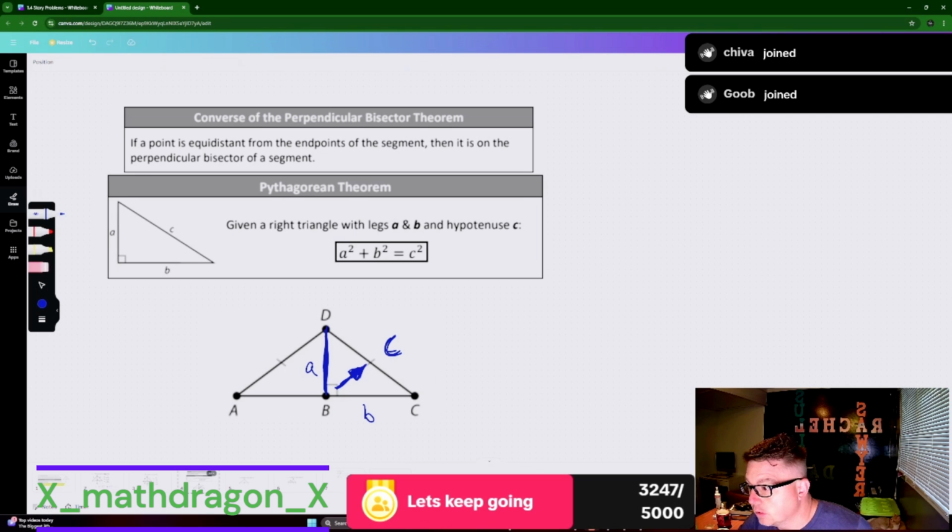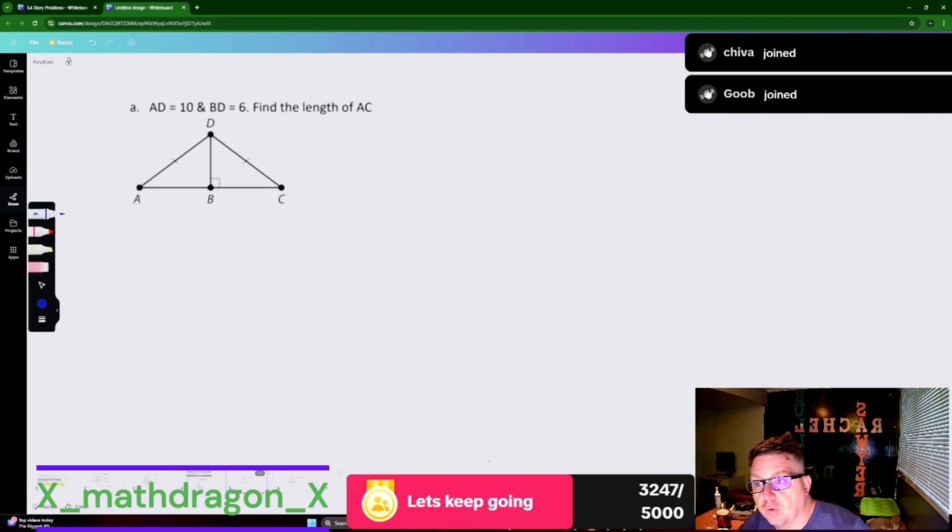Okay? So let's try and use that. So if that's the case, we know AD is 10. We know BD is 6. Find the length of AC. All right. Well, first thing we can do is we can do A squared plus B squared equals C squared.